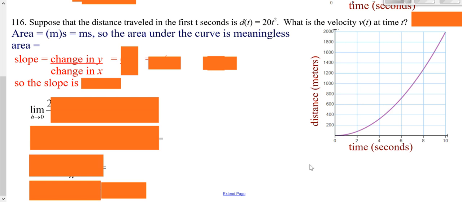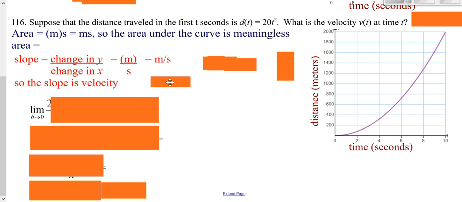If we were looking at slope, we'd go units of your y over units of your x. We get meters per second, and we know the meters per second is units for velocity. So in the context of this graph, our area underneath our curve is meaningless, looking at our units. But looking at your units, your slope is meaningful in its velocity.